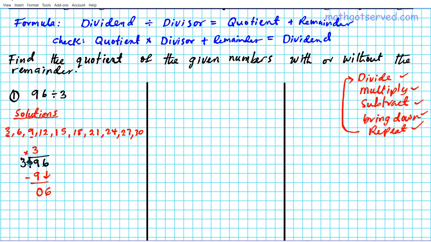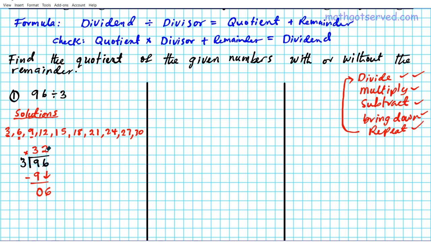All right, so how many times does 3 go into 6? Or what is 6 divided by 3? 6 divided by 3 is 2, right? Why? Because 2 times 3 is 6. So if we divide 6 by 3, we put the answer up here. So we're dividing again.